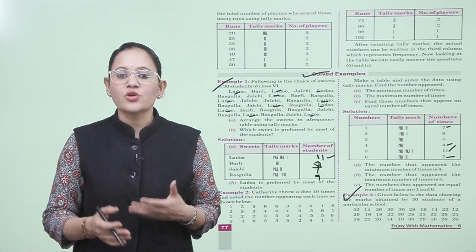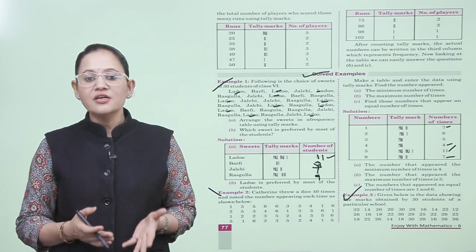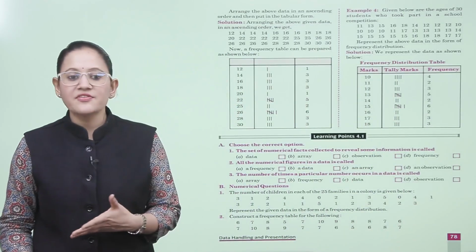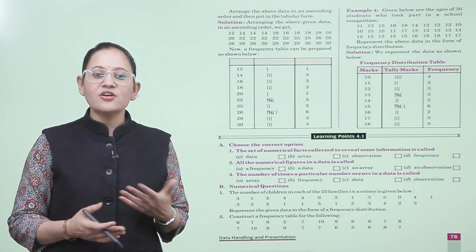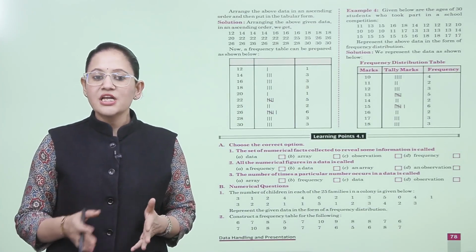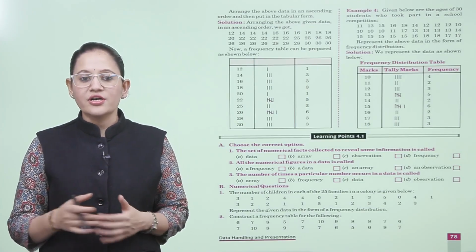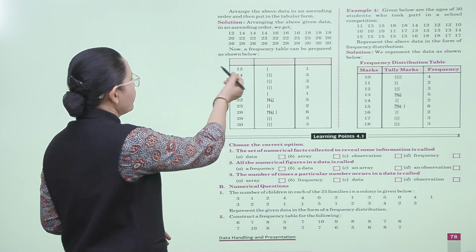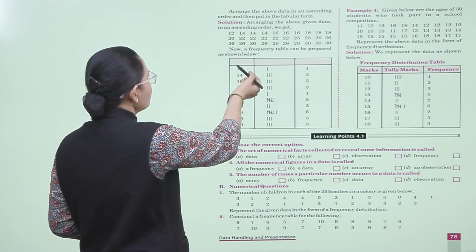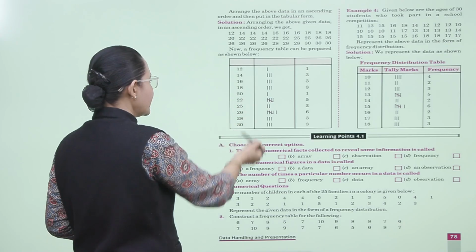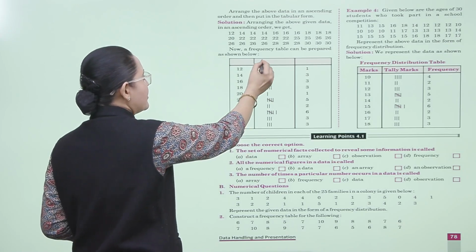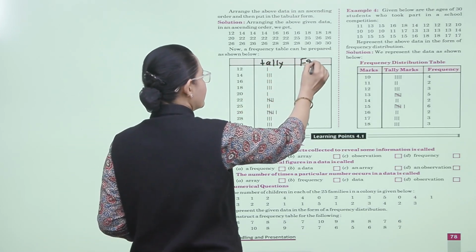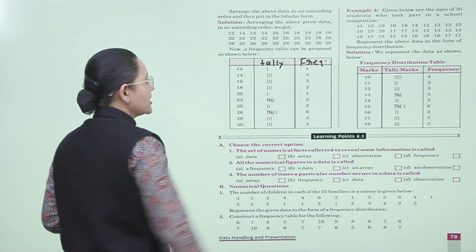Now one more example, example 3. Given below is the data showing the marks obtained by 30 students of a particular school. So the data is given here. First we'll arrange the above data in ascending order and put it in tabular form. Solution: arranging the above data in ascending order, we get this. Now we'll make a frequency table. Here, first we'll write the numbers and their tally marks and frequency and make a table. Clear?